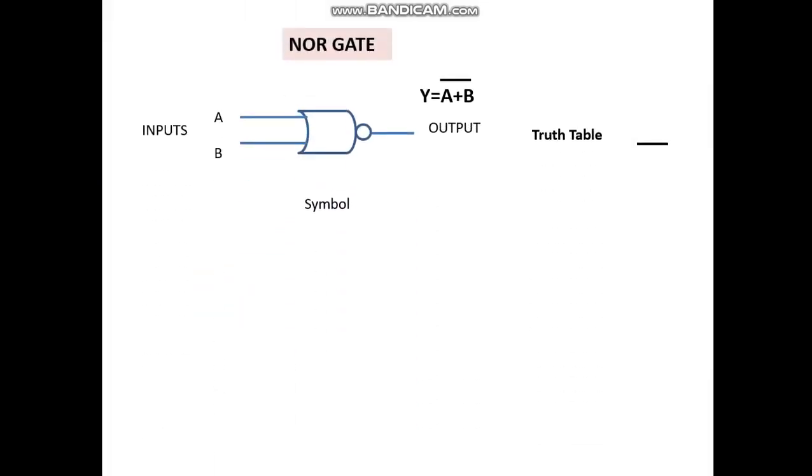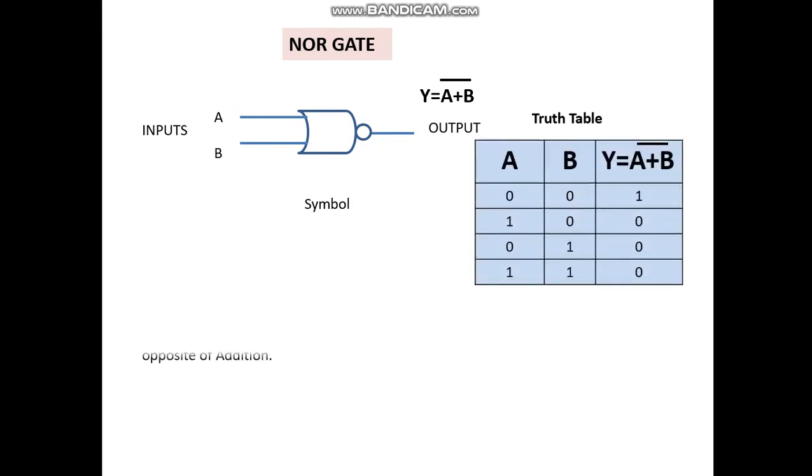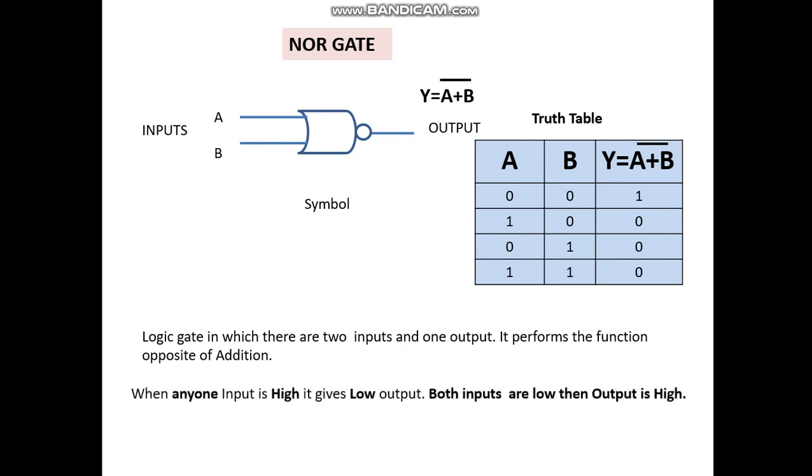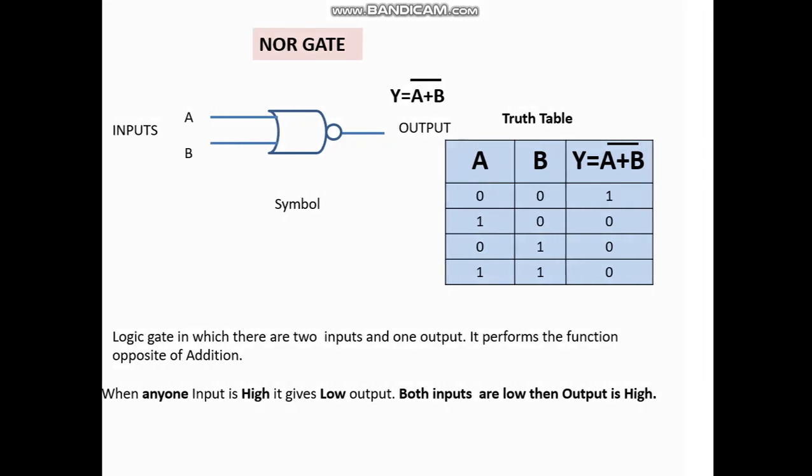Now that's the NOR gate. That's the symbol, the truth table is here. It's a logic gate in which there are 2 inputs and 1 output. It performs the function opposite of addition. If any one input is high, it gives a low output. When both inputs are low, the output is high.